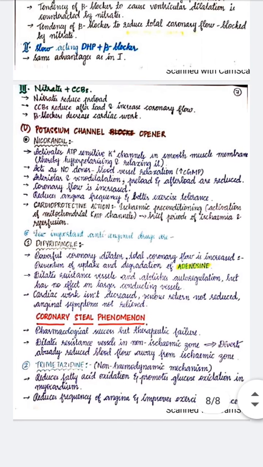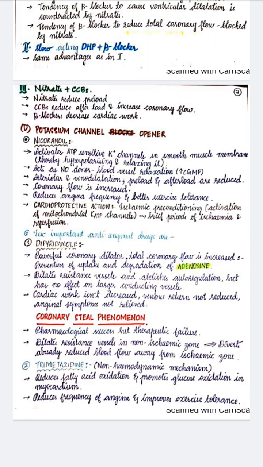Coming to the fourth group of drugs, that is potassium channel opener, Nicorandil. It activates the ATP sensitive potassium channels in smooth muscle membrane, thereby hyperpolarizing or relaxing it. It acts as an NO donor and hence causes arteriolar dilatation. It increases the levels of cyclic GMP.